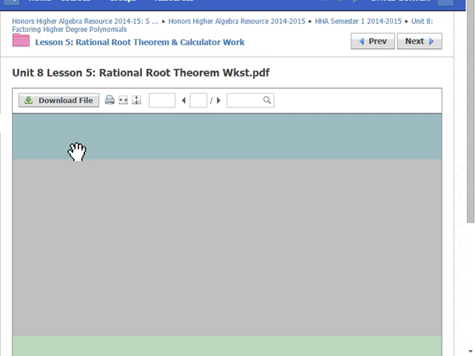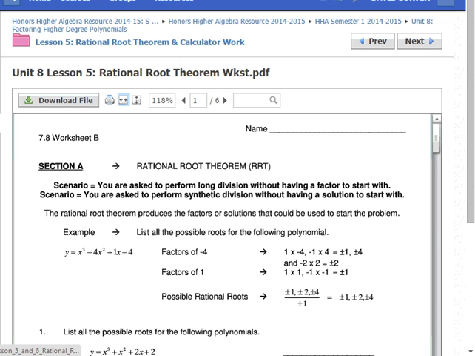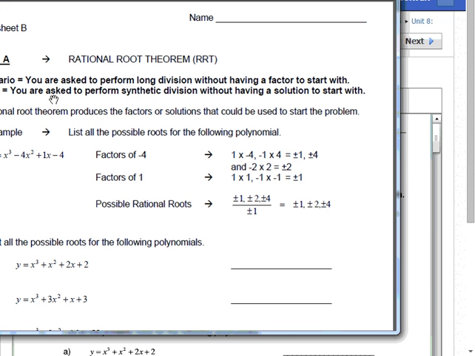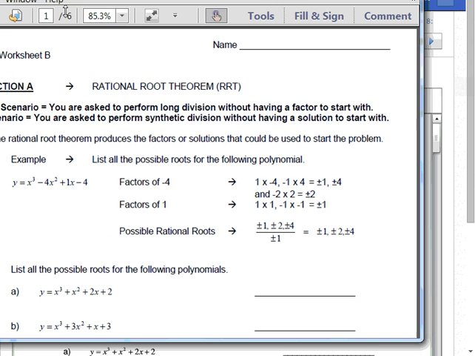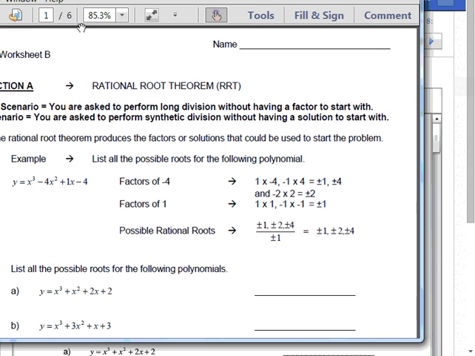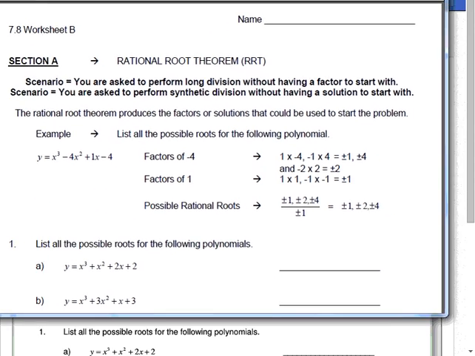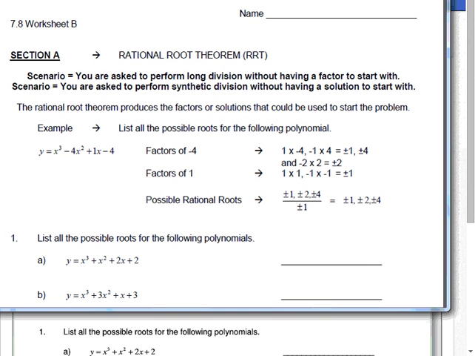And I'm going to go download the file so I can do it in PDF form. Okay. Oh, come on. There we go. Okay.